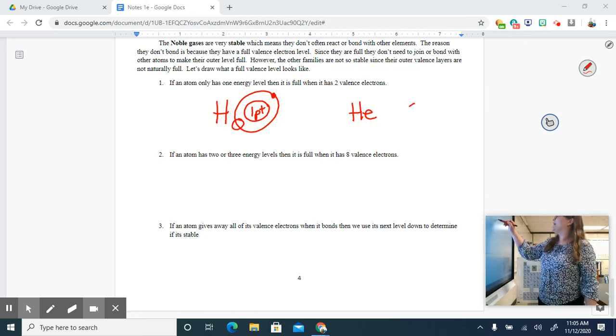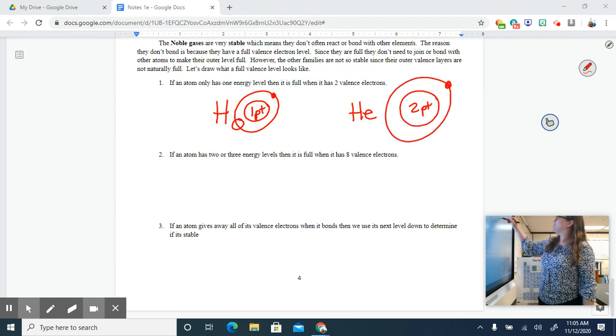Helium, though, has two protons, and then it has two electrons. So he's happy, he's stable. He doesn't have any empty spots that he's looking for more. He doesn't have an extra one that he needs to grab. He's got an empty spot that he wants to fill in, but he's all set. So that's why helium's a noble gas.